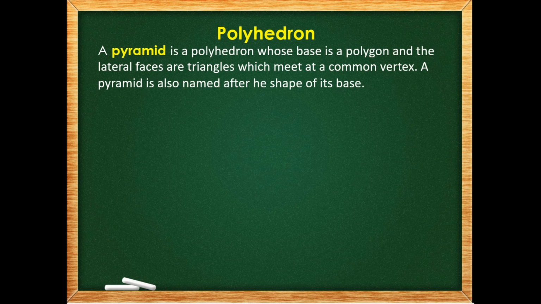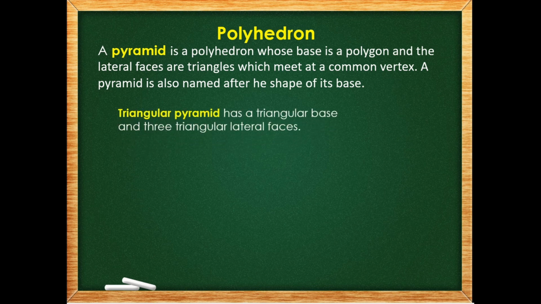Another kind of polyhedron is a pyramid. A pyramid is a polyhedron whose base is a polygon and the lateral faces are triangles, which meet at a common vertex. A pyramid is also named after the shape of its base. Some examples of pyramid are triangular pyramid. Triangular pyramid has a triangular base and 3 triangular lateral faces. This is an example of a triangular pyramid.